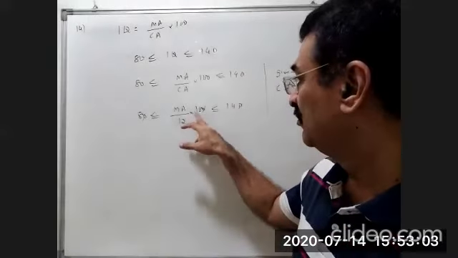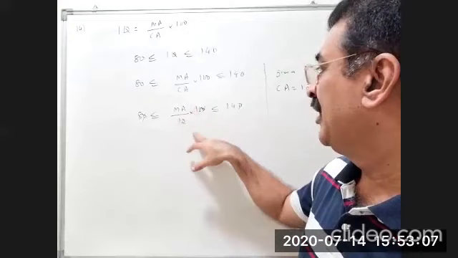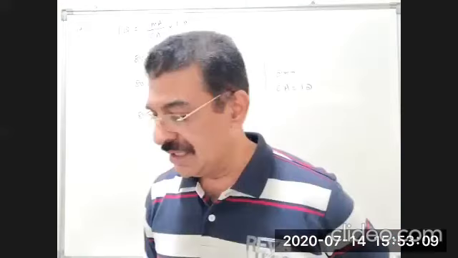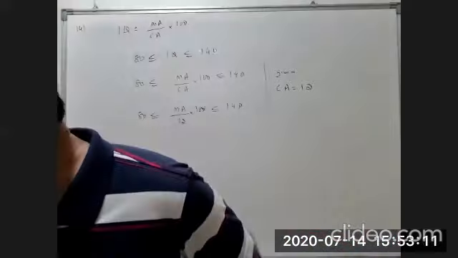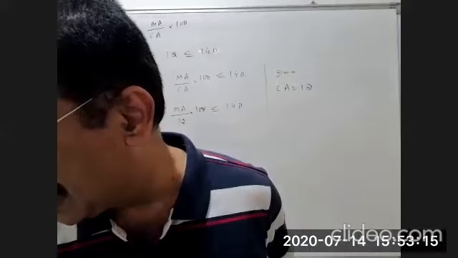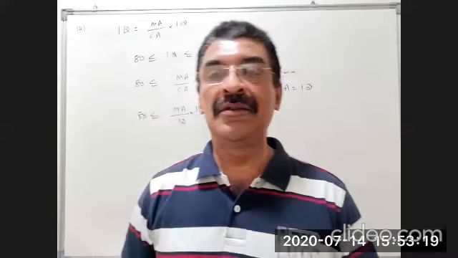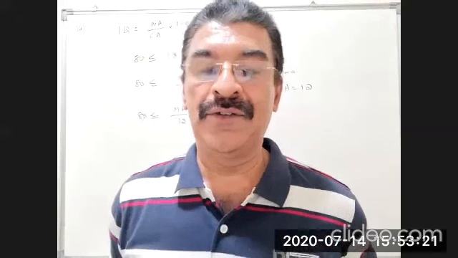Multiply by 12 by 10. You get the answer. That's it. So exactly on time, one minute before, our inequality chapter is over. Tomorrow we will start permutations and combinations, the next chapter.